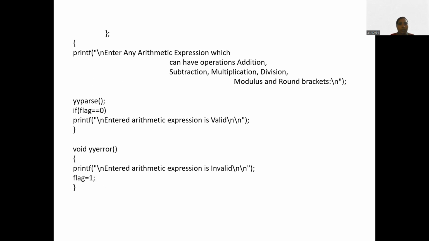Next we will see the main. What is there in our main part? Enter any arithmetic expression, which can have operations like addition, subtraction, multiplication, division, modulus, and parentheses. Now you are invoking yyparse. If the flag is 0, it means the entered arithmetic expression is valid. Otherwise, you say it is invalid and there is a syntax error. So, students, likewise this Yacc tool will check the syntax of the given expression.